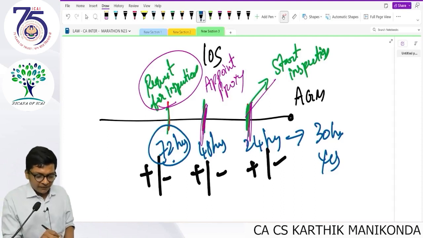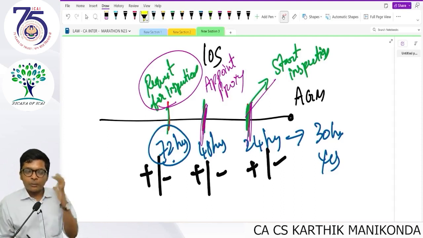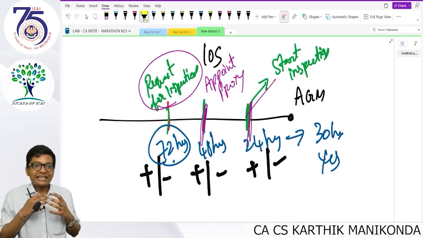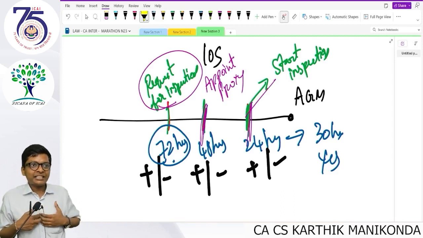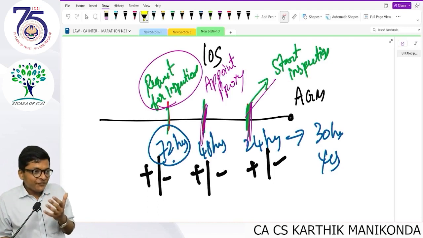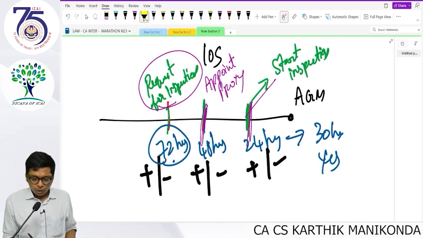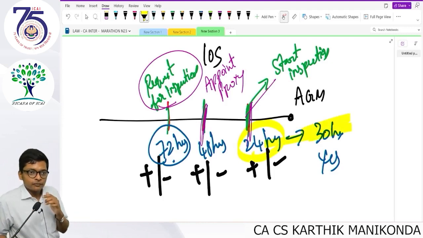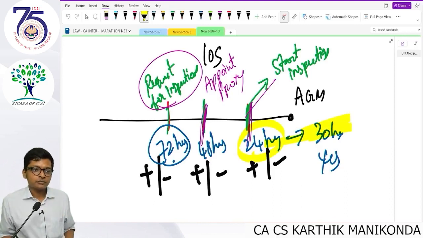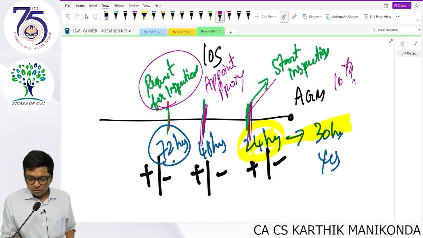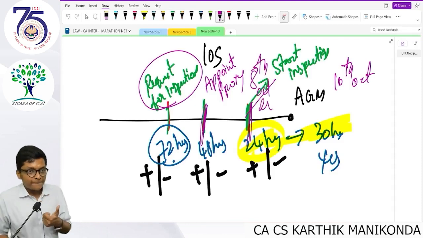Next, we'll go one by one. I'll tell you how to see this. Don't mug up, it is very easy. For any change you make in the hours, is it beneficial to the shareholder or not? Now inspection 24 is becoming 30. Is it beneficial to the shareholder? More time for inspection. 24 hours before the AGM. AGM is on 10th October. You can inspect much earlier, from the evening of 8th October itself. So good, beneficial for the shareholder.